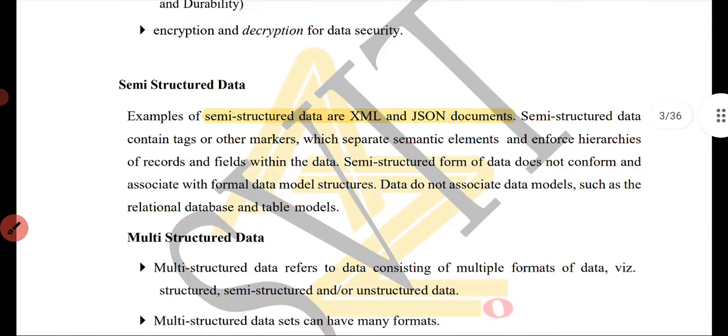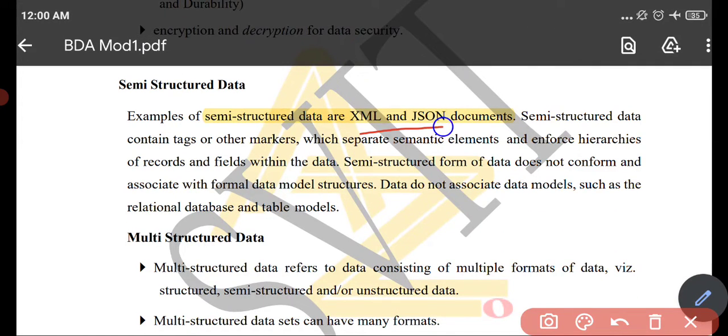And the next, coming to the semi-structured data, here the data is in the form of XML and JSON. It contains tags or other markers which separate semantic elements and enforce hierarchies. So semi-structured data is in the form of XML or JSON documents. Here some tags or other markers are used to separate the semantic elements.